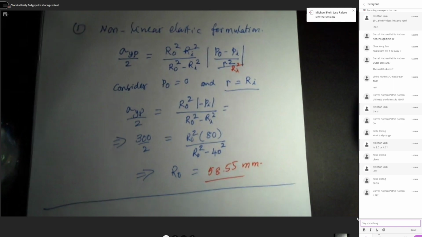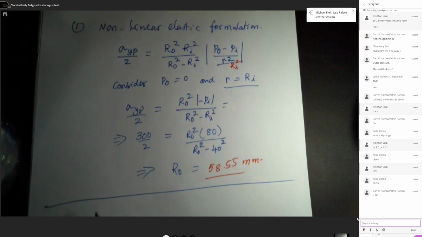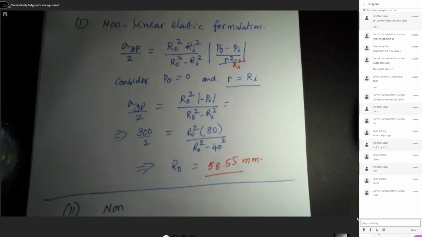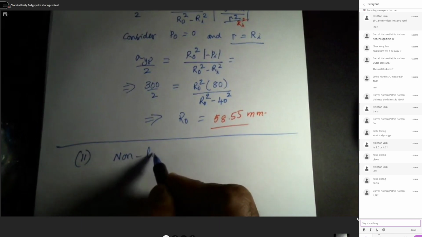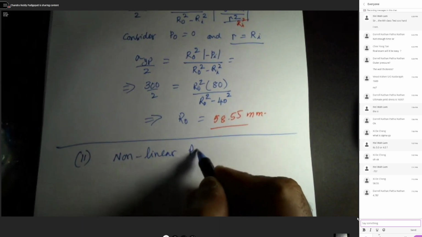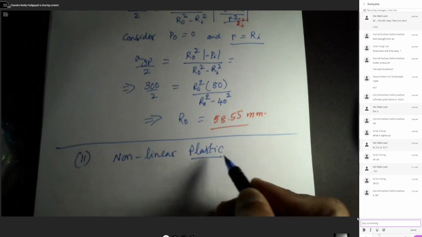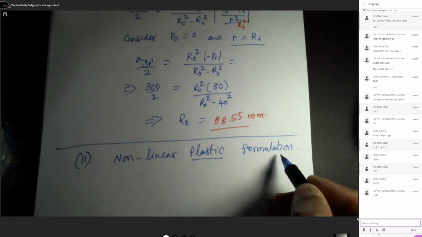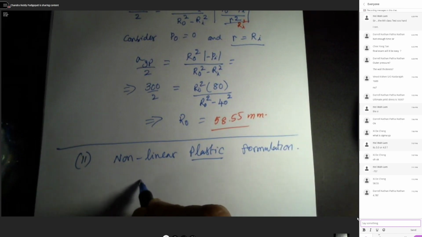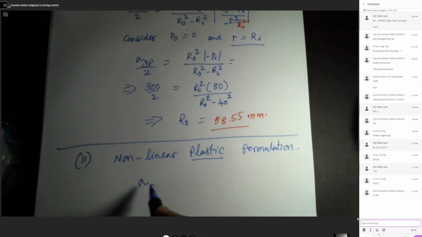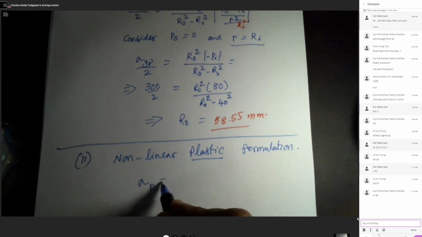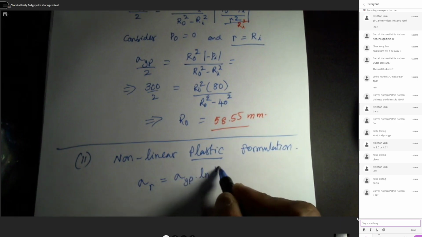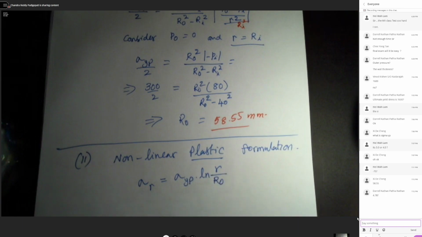So for the nonlinear plastic formulation, you can do the calculation again. When we consider the nonlinear plastic formulation, you can refer to the corresponding equation for the radial stress. The radial stress can be given in terms of the plastic yield stress times ln r over Ro.